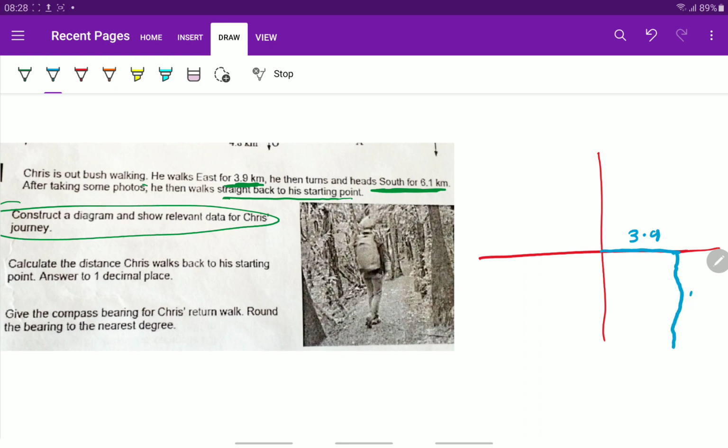Then he heads south, down, for 6.1 kilometers. Not a good drawing. 6.1. And then he heads straight back to his starting point. So that's straight back. Okay. So they're asking us to find, yeah, that's the first question. The first question just wants us to draw this. We can label the origin if we want.